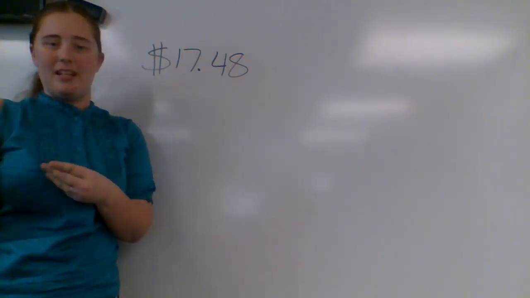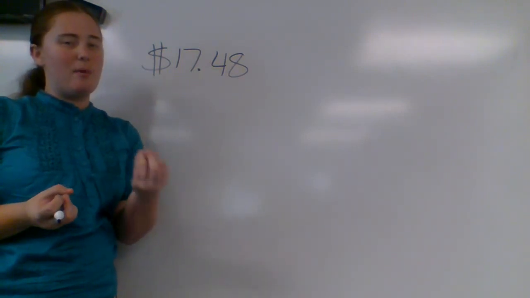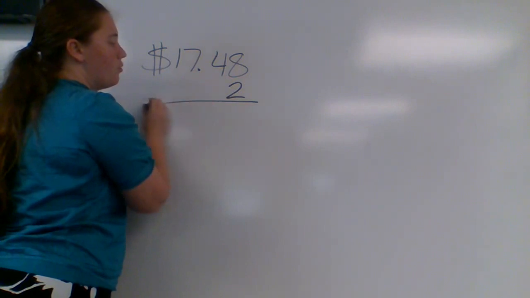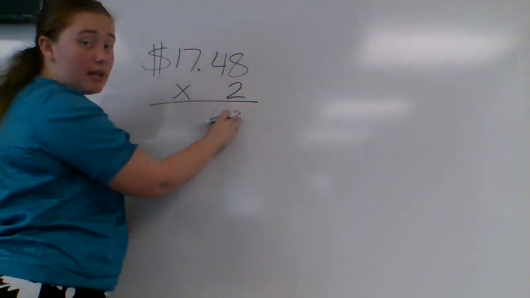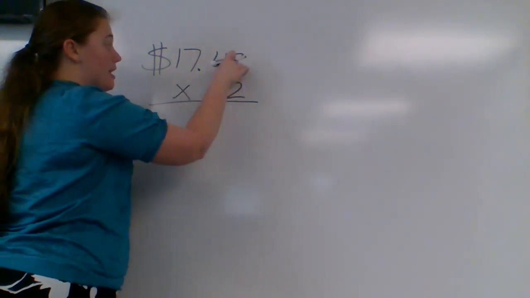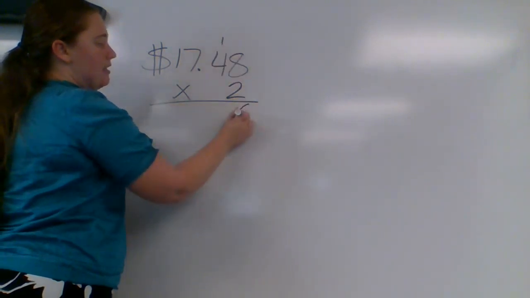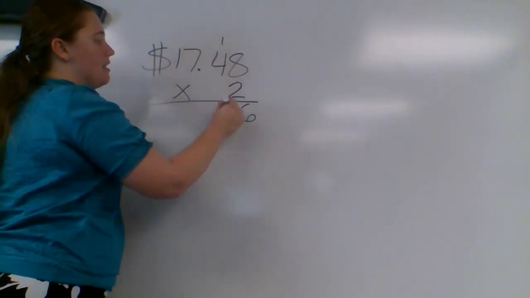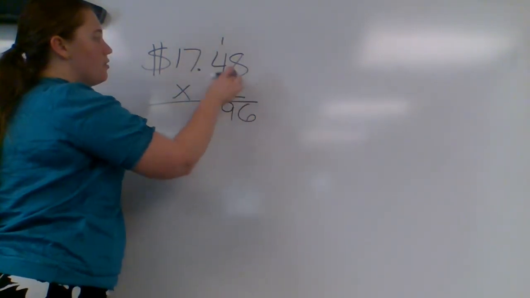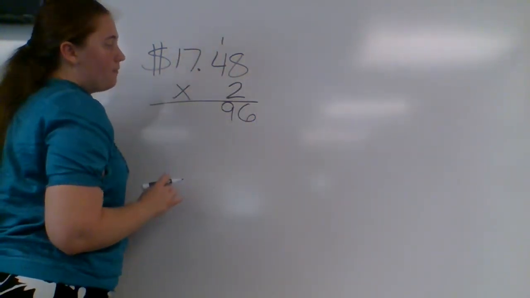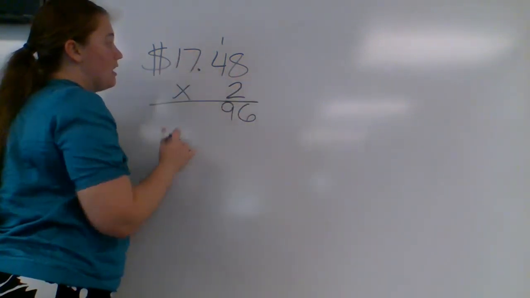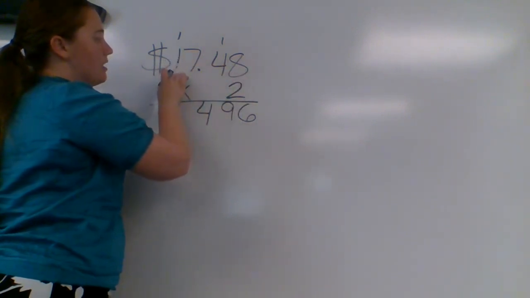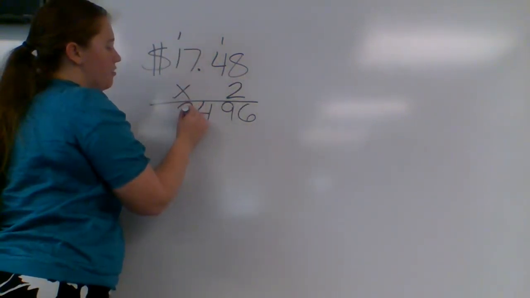Let's put it together. We can either add it or multiply it. It'd be better if we multiply it in this case, just a little bit faster. So let's just do it times 2 because there's 2 people. 2 times 8 is 16. 2 times 4 is 8 plus 1 is 9. 2 times 7 is 14. Carry the 1, 4 down here. 2 times 1 is 2, plus 1 is 3.